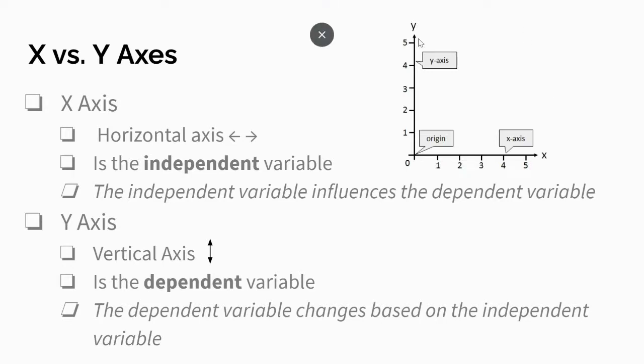The y-axis is the vertical axis. This is where the dependent variable goes. The dependent variable changes based on the independent variable. I'll show you some examples in a little bit.